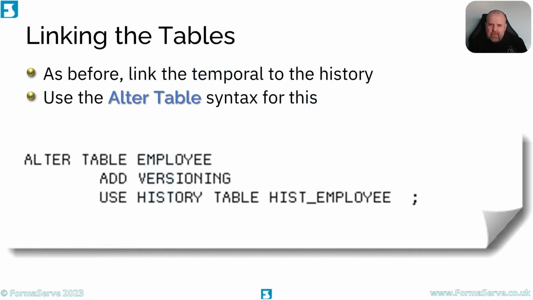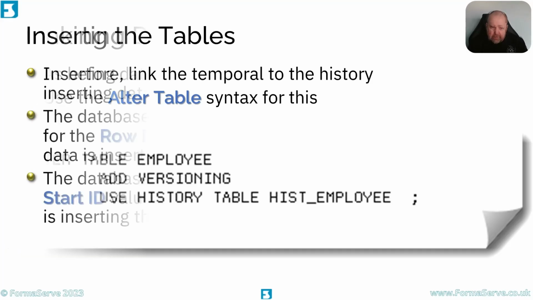Now we have changed our existing table into a temporal table. We've created the history file. Now we need to link the two together. As before, the temporal to the history is done by running an alter table syntax. For that is alter table, employee, and we add versioning and use a history table. So that is the SQL statement for that: alter table, employee, add versioning, and use your history table. And there you go. Our existing table is now a temporal table.